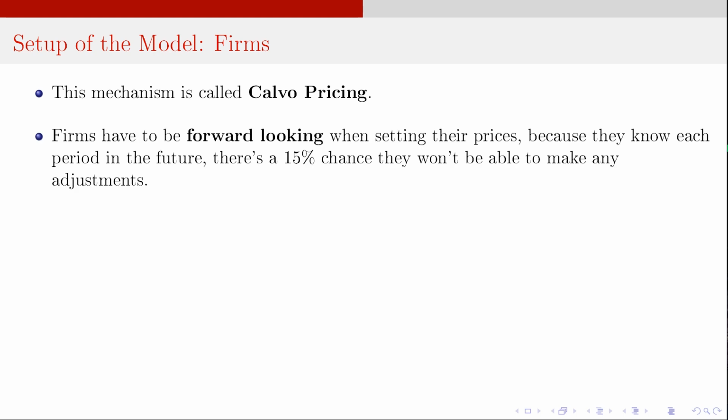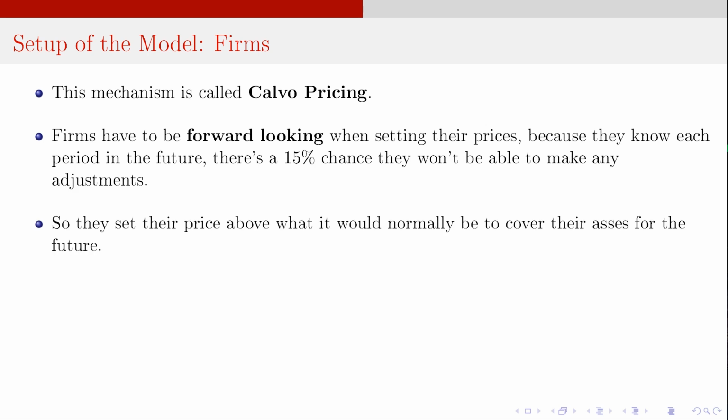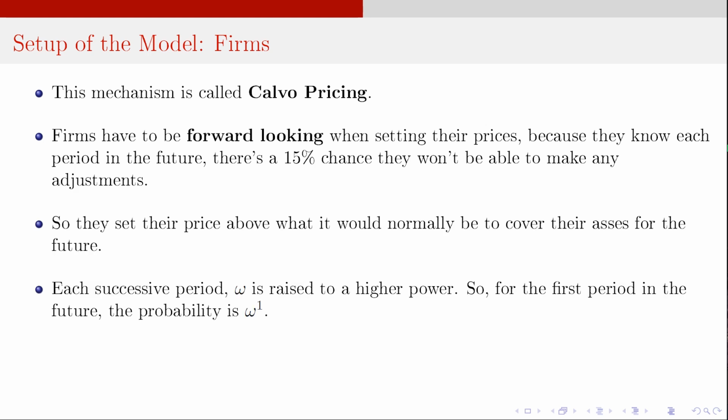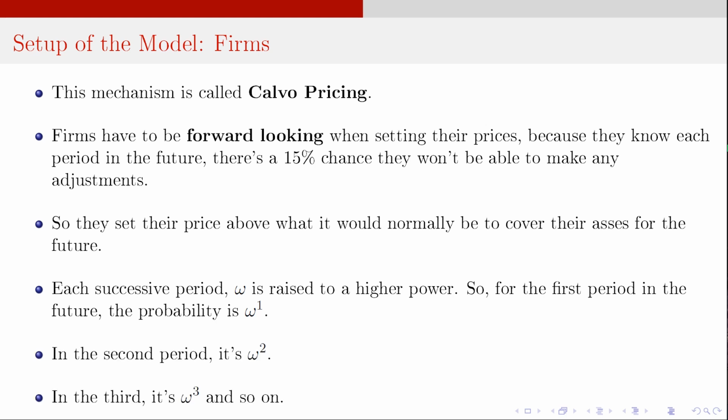Now, firms have to be forward-looking when they're setting their prices. Like I was saying before, they have to think a couple of periods into the future. Because let's say omega is 0.15, there's a 15% chance that they won't be able to make any changes each period. So they set their price above what it would normally be to cover themselves for the future. And every successive period, omega is raised to a higher power. So for the first period, the probability is just omega to the first power, or just omega. Second period, omega squared. Third period, omega cubed, and so on.